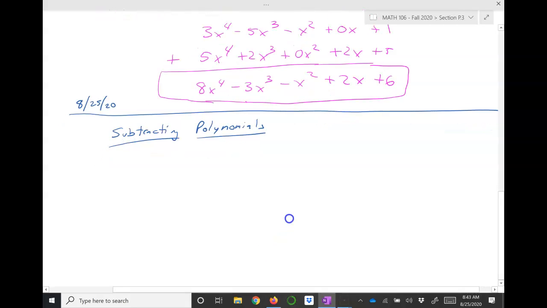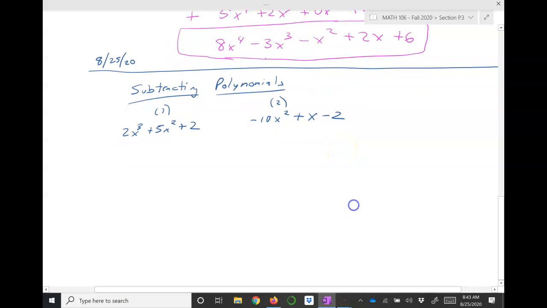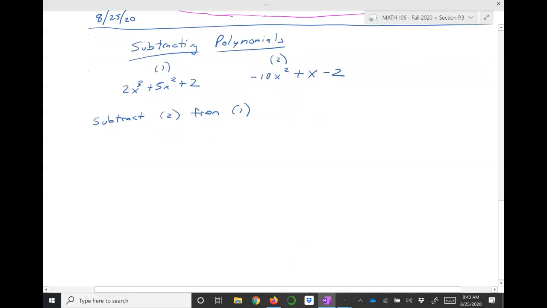All right, so let me give you two polynomials and we'll subtract them. So here's 2. All right, so I'll give you the first one. Sometimes I label things like that. So 2x cubed plus 5x squared plus 2. And then the second polynomial, negative 10x squared plus x minus 2. Okay? And what I'll say is let's subtract 2 from 1. Just want to get you used to that terminology. So we're going to subtract the second polynomial from the first.